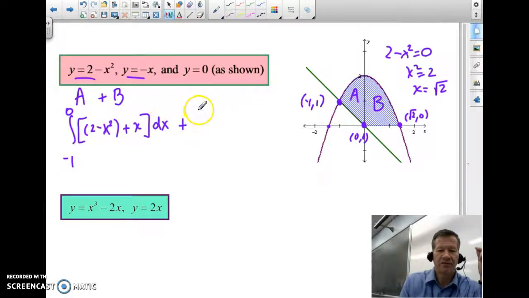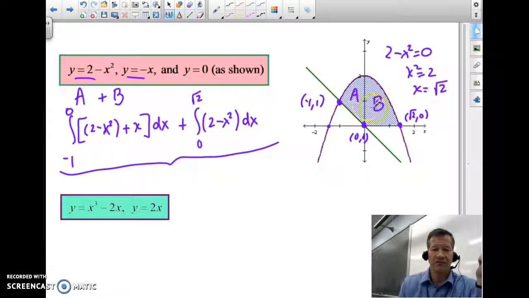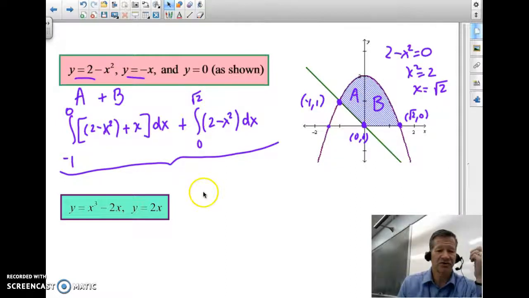plus region B would now be from 0 over to the square root of 2, and that's just the area between the parabola and the x-axis, so that's just 2 minus x squared dx. I could say 2 minus x squared minus 0, but subtracting 0 would kind of be a waste of time. Okay, so plugging this into your FnInt or evaluating it by hand will give you that area. Okay, I'm going to come back and I'm going to show you what happens when it's difficult to tell what the boundaries are.